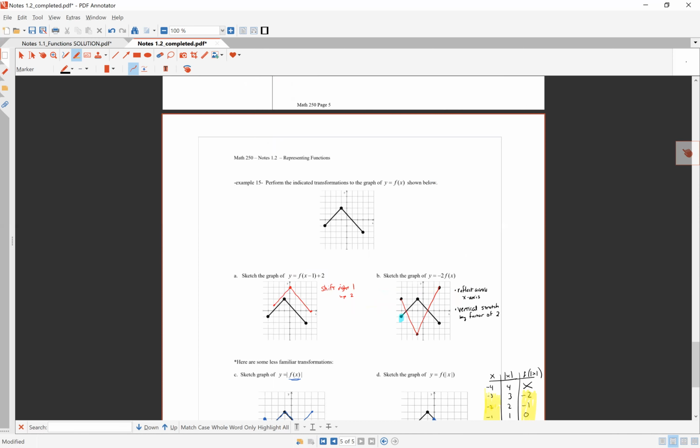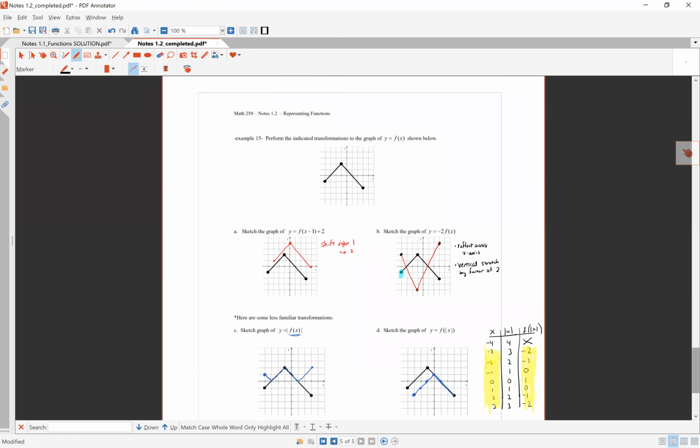Okay, so here's an example, example 15. You just have a graph, it looks like the graph of the absolute value of something, graph 15. So how do you get the graph of f of x minus 1 plus 2? You take the graph that you see in 15, the one in the black pen.